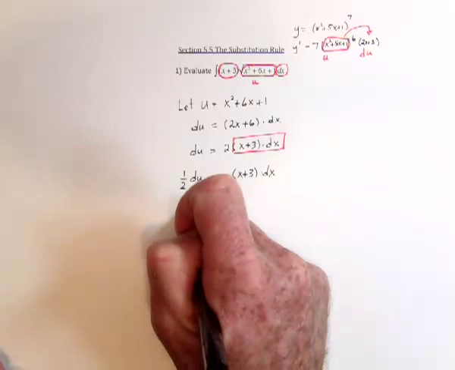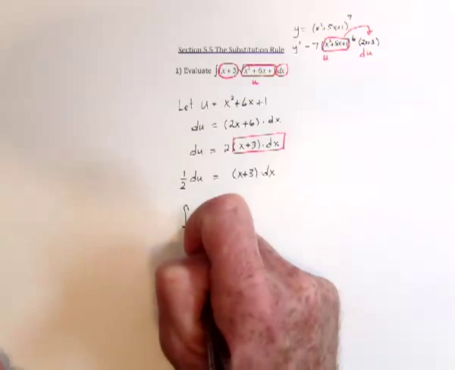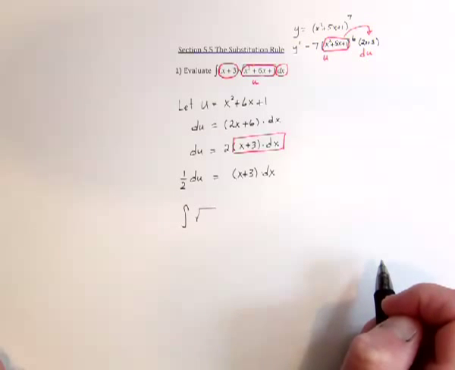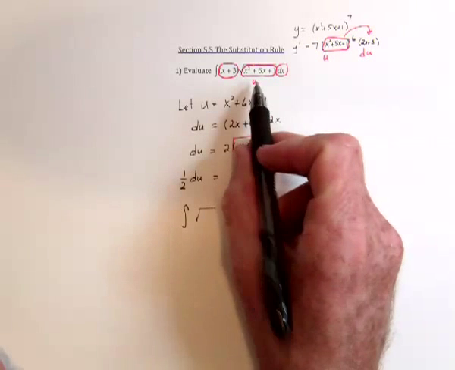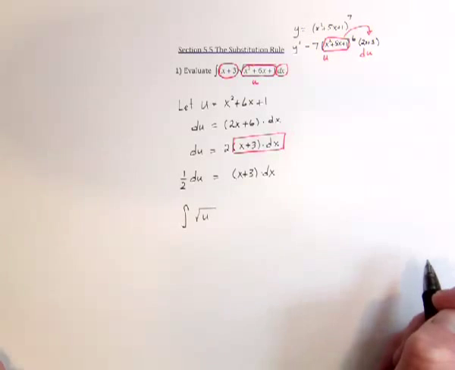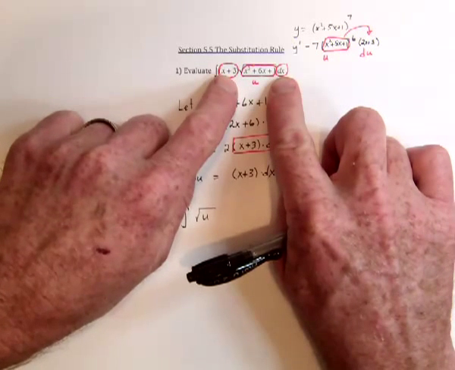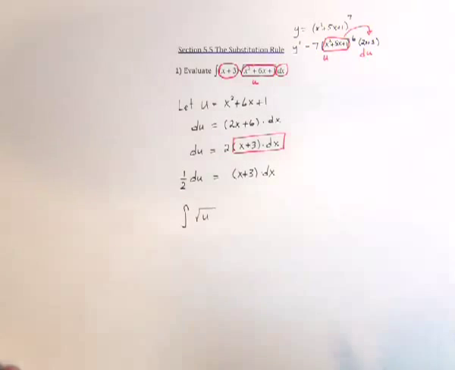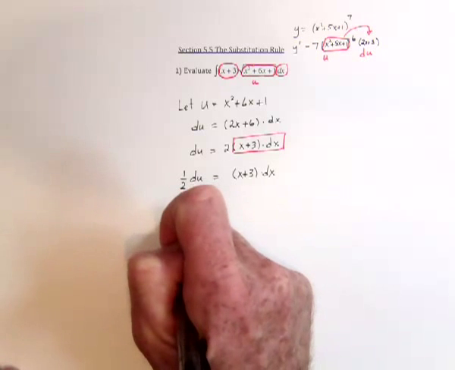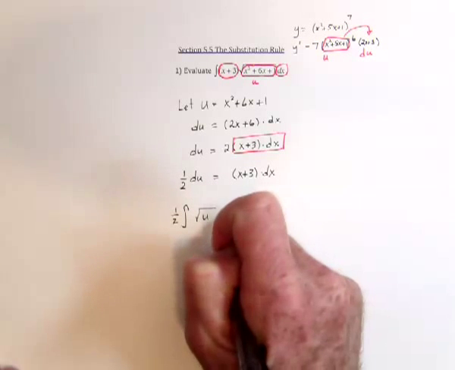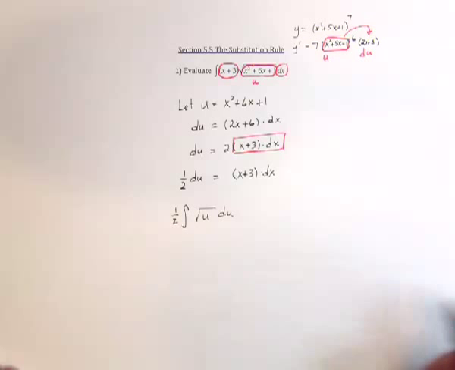So we'd have the integral, like I say, the square root stays there, and inside the square root is just the letter u. And then replacing both of these is a 1/2 du. So constants that are being multiplied can be factored out. So I'm going to write the 1/2 du like this.